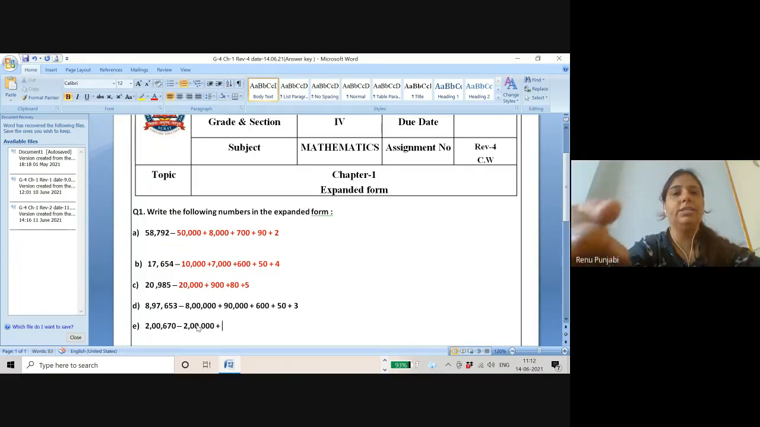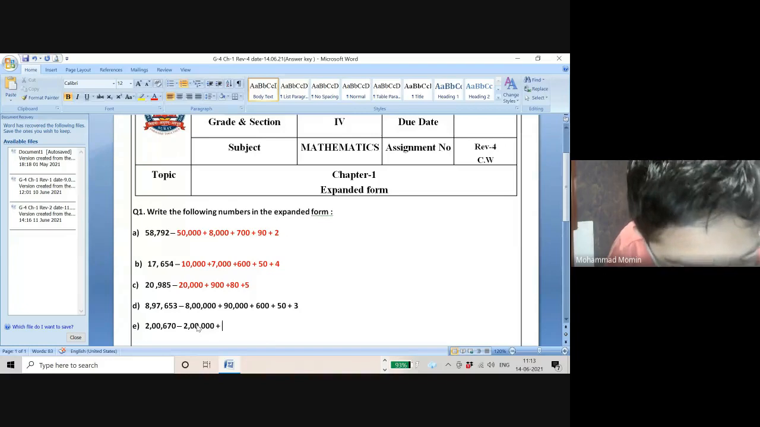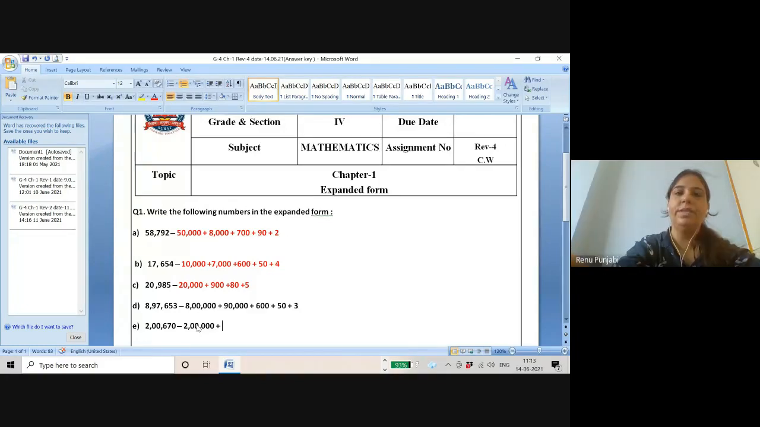600. Why are the zeros not coming? Yes, ma'am, 0 plus 0. No, but if the zero comes or does not come, is there any difference if I write the zero or I skip the zero? Because the place value of zero is always zero. So if we skip the zero also, our answer is right. Got it?